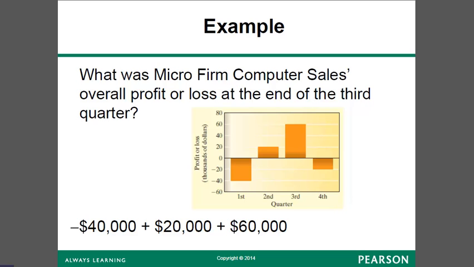I want to know what this all comes out to. So I'm going to take negative 40,000 plus 20,000 plus 60,000. So a negative 40,000 plus 20,000 would give me a negative 20,000. Then a negative 20,000 plus 60,000 would give me a total profit of 40,000. Positive 40,000, profit 40,000.